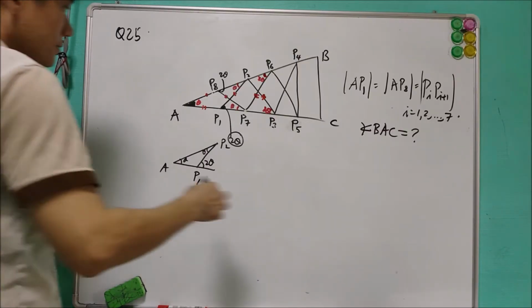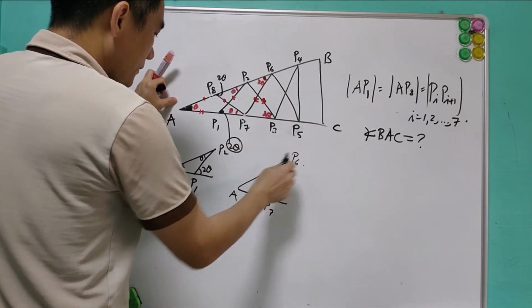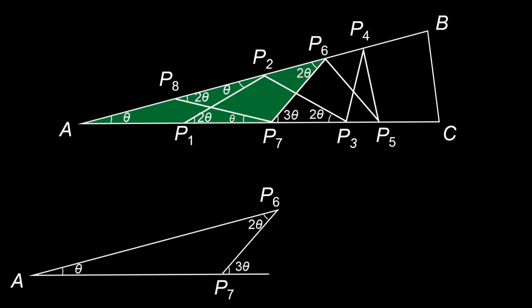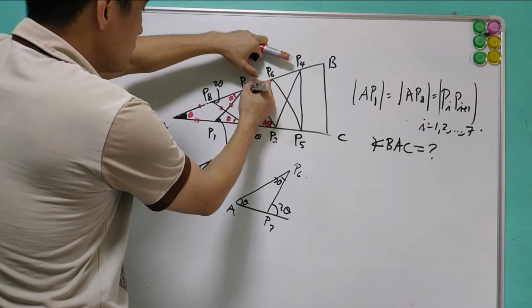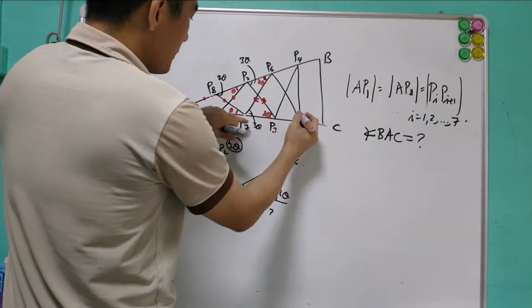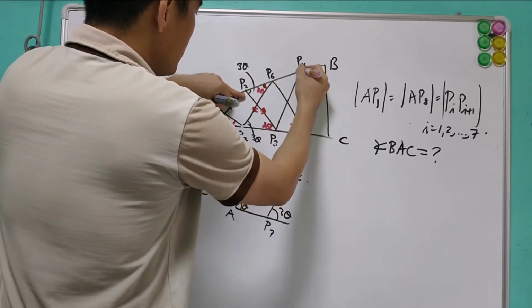We do a similar argument again. This is A, P7, and P6. So this is theta, this is 2 theta, and therefore this is 3 theta. Using the triangle A, P3, P2, theta, 2 theta, this will be 3 theta. Again, 3 theta, this will be 3 theta. 3 theta from this triangle, this will be 3 theta.